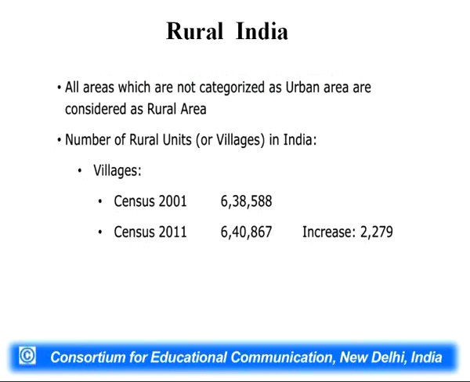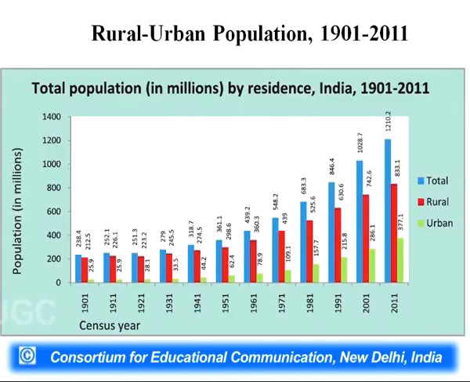I would like to put before you the different categories of villages. Here I would particularly like to mention the growth of the rural sector. In census 2001, we had almost 638,000 villages, which increased in 2011 to almost 640,000. So the increase was almost 2,279.